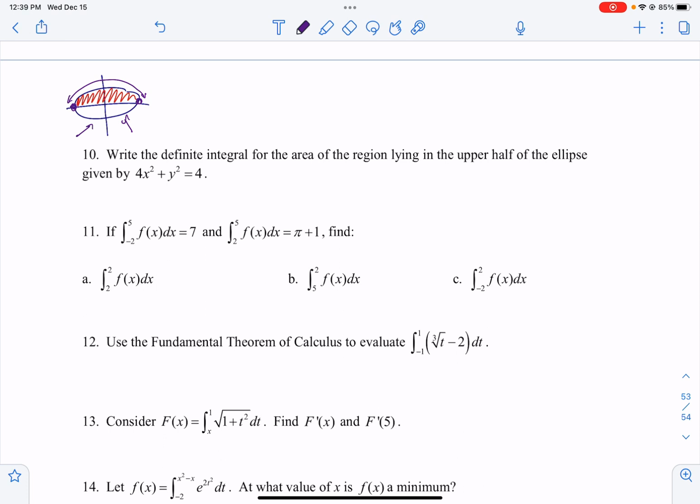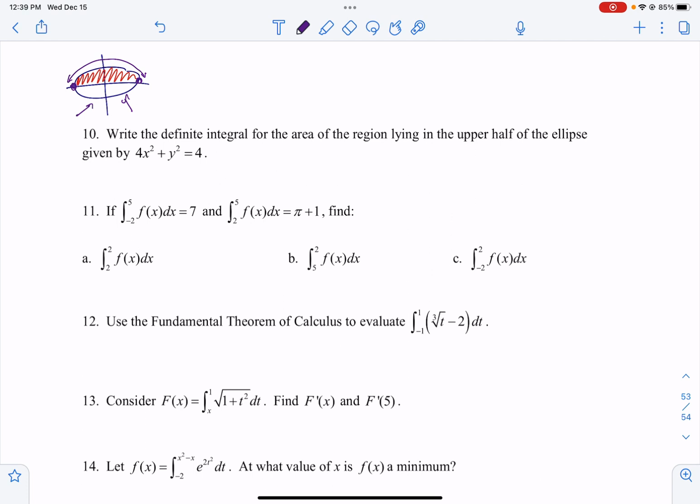So first of all, I need to figure out what this equation even looks like. So let's take our 4x squared plus y squared equals 4, and let's turn that into a y function. Let's get y by itself. So I'm going to minus 4x squared from both sides. So I get y squared equals 4 minus 4x squared. And then I'm going to take the square root of both sides. So I get y equals the positive and negative root of 4 minus 4x squared.